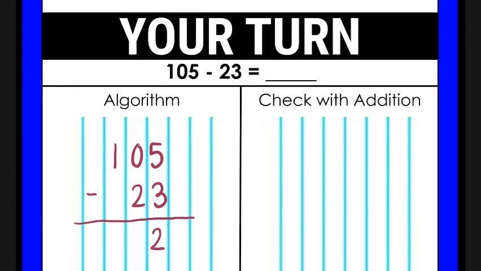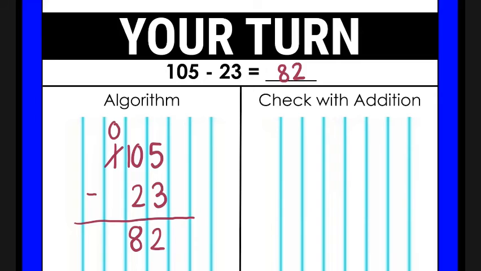0 minus 2 is not equal to 2. We need to go next door, right? We have more on the floor. Go next door. So I'm going to borrow this 100. So now I'm left with 0 hundreds. And I'm going to take this 100 and put it in my 10s. So now I have 10 minus 2. And that equals 8. So you should have gotten a difference of 82.